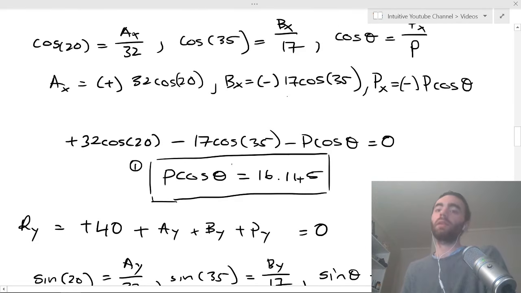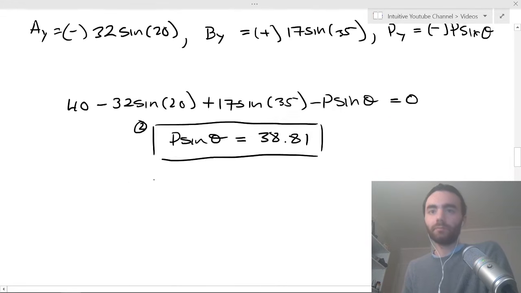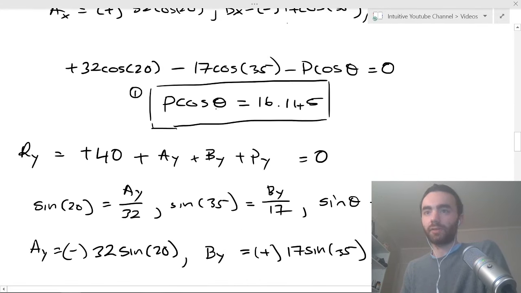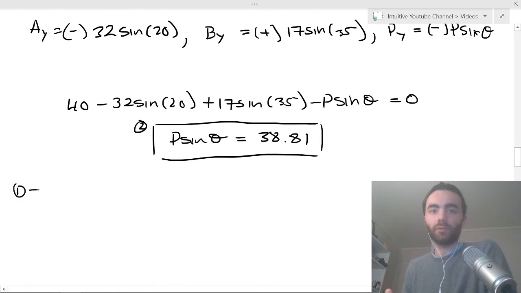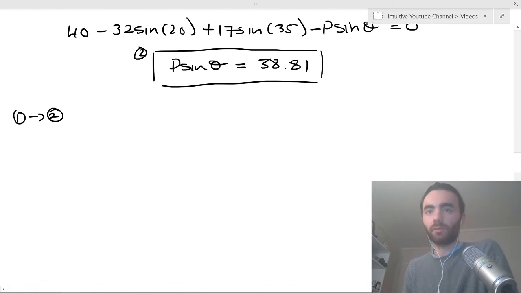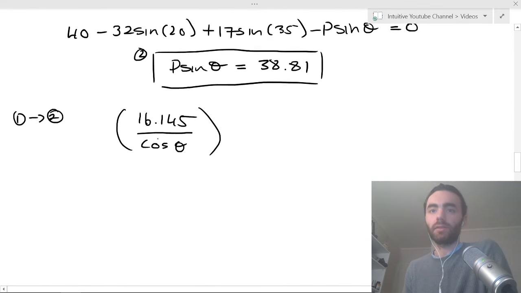So we have two equations with P and theta. Two unknowns, two equations. Now we can find our P and theta. If I rearrange this, you could say that P equals 16.145 divided by cos theta, right? And then I'll substitute this into here. So we'll substitute 1 into 2. The reason I did that is because you're going to get a sine theta over cos theta, which will go to tan theta. So I substitute this equation into here.